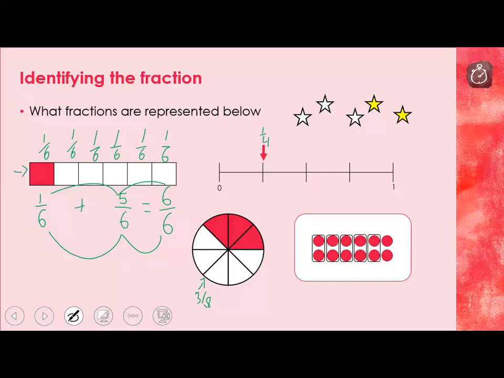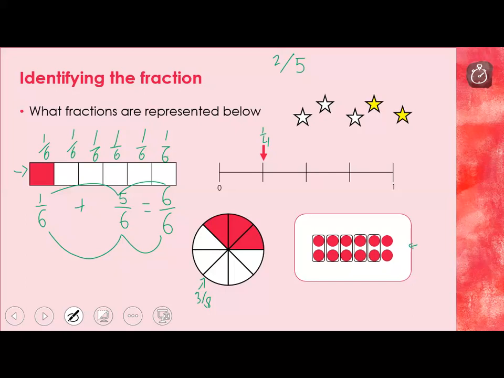But let's have a look at this one with the stars. The one with the stars, I've got 5 stars in total. And I have 2 of them which are shaded in yellow. So 2/5 of the 5 stars are shaded in yellow, as you can see. Each of them represents 1/5 of the stars, and 2/5 then of those stars are shaded in yellow.